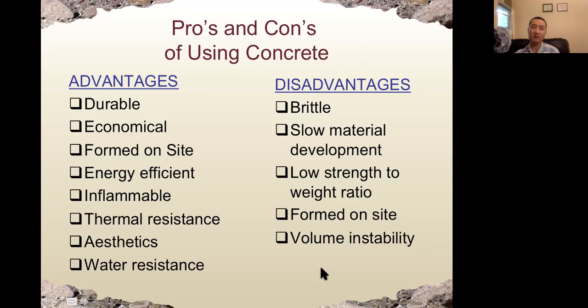And one last thing is the volume instability. Concrete is prone to shrinkage problems. And because concrete is also very brittle, sometimes concrete will crack due to different types of shrinkage. In future lectures, we'll discuss shrinkage and creep of concrete.